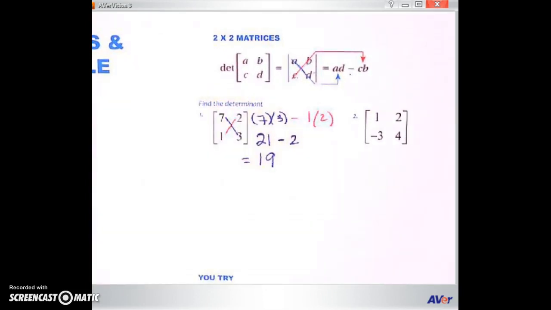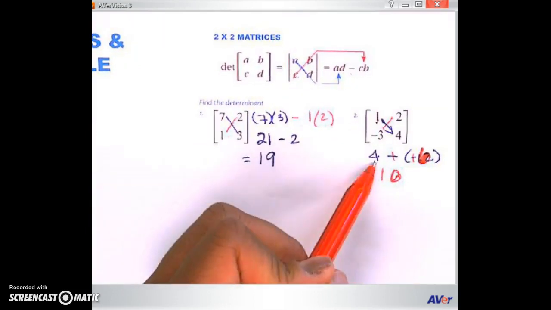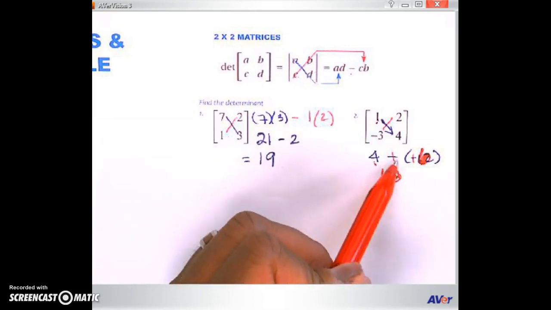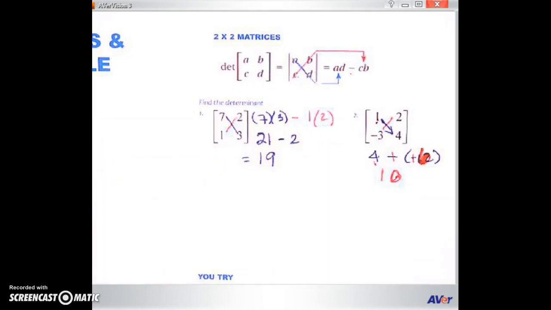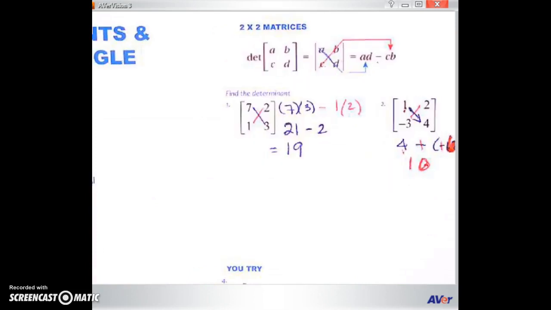If you could, go ahead and press pause for just one moment, and then try number 2 on your own. So multiplying 1 times 4 is 4. 2 times negative 3 is minus negative 6. I add the opposite and I get 10. So 2 by 2 matrices, nice and user friendly.